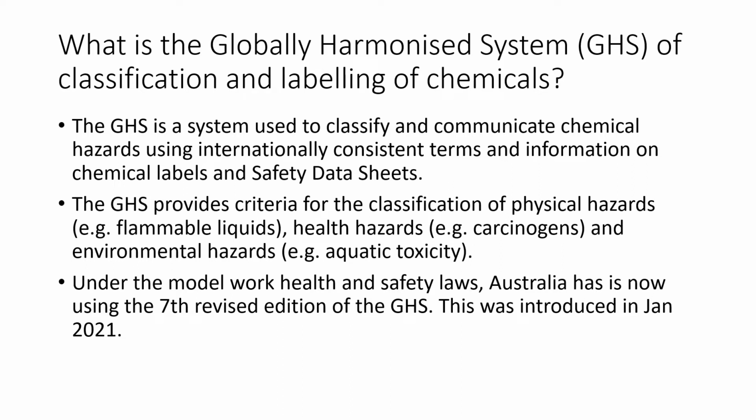Since its introduction, there have been a number of changes under work health and safety laws, and we're now using the 7th revised edition of this system. This was introduced in January 2021 in Australia, and Safe Work Australia now focuses on that implementation at the farm level.